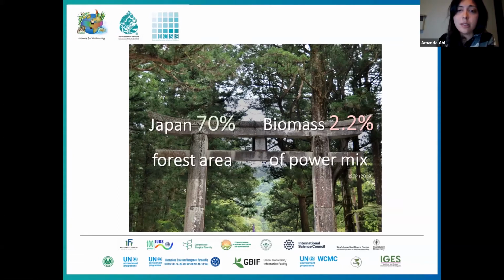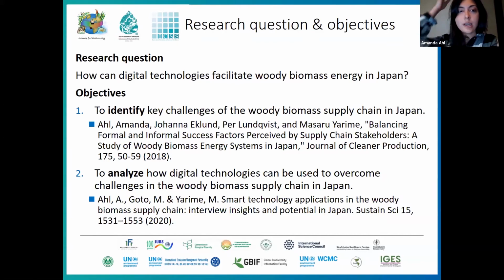So this is the basic research question. Very simply, how can digital technology support woody biomass in the country? This is broken down into two main objectives. We want to identify the main challenges of woody biomass in Japan, and we also want to analyze how digital technologies can help overcome these challenges. All things I say after this are based on papers that have also been published, so if you're interested, please go check it out.